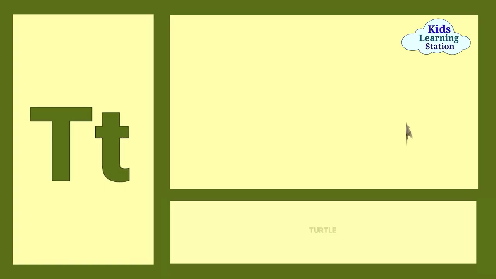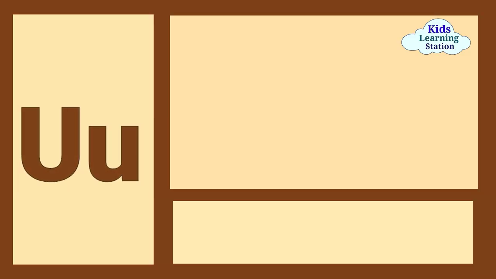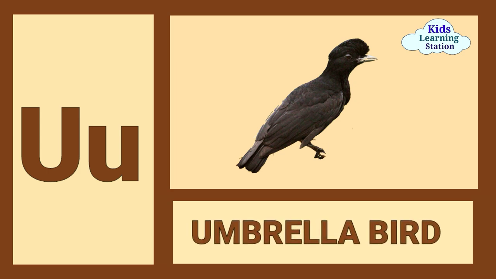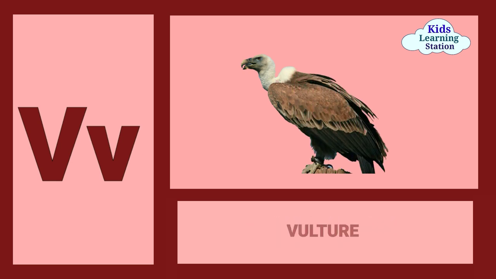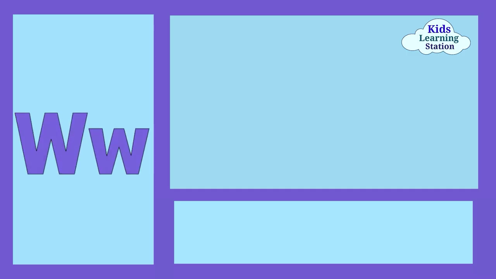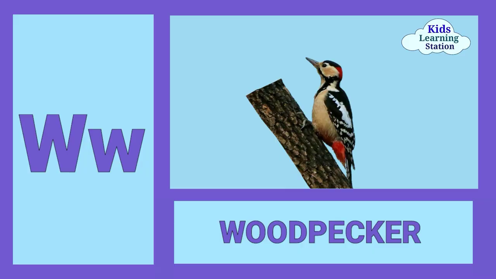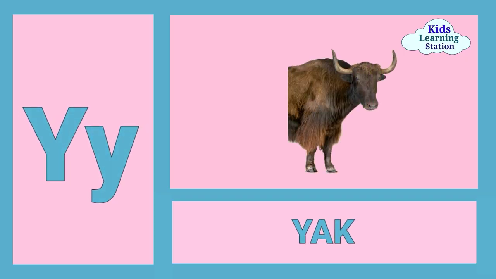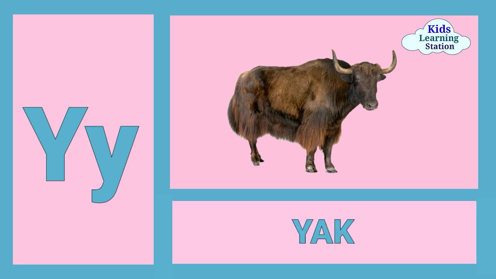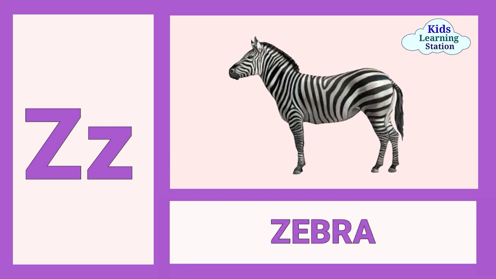T is for turtle. Turtle. U is for umbrella bird. Umbrella bird. V is for vulture. Vulture. W is for woodpecker. Woodpecker. X is for x-ray fish. X-ray fish. Y is for yak. Yak. Z is for zebra. Zebra.